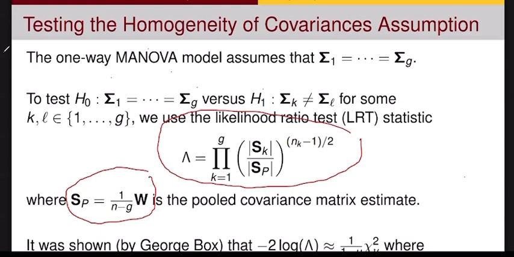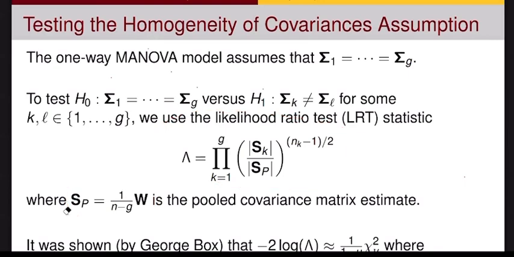Now, this here is a product sign. If you look at the ratio here, it's like a generalized variance that you've done before. That's going to be the determinant of that.